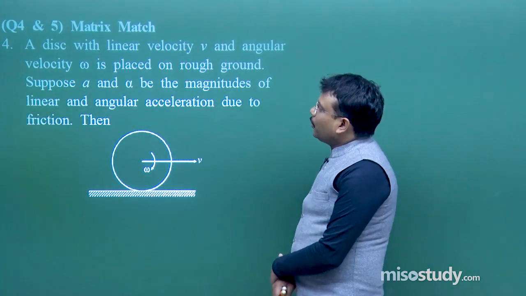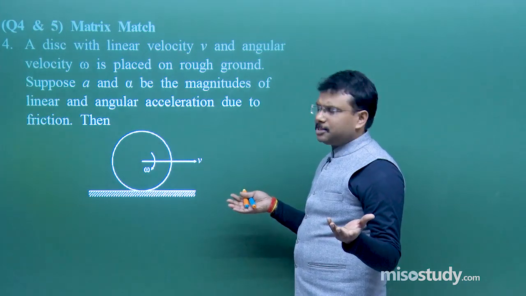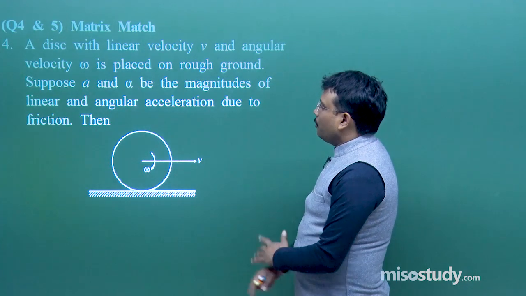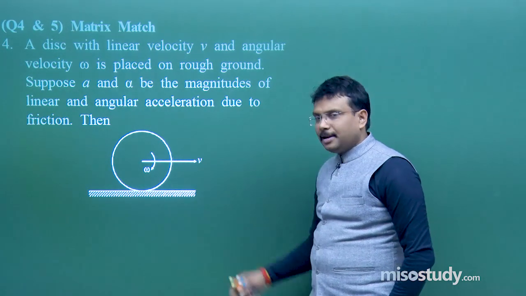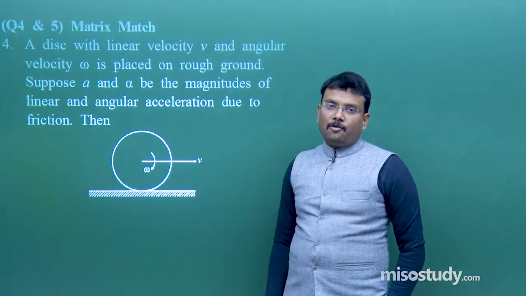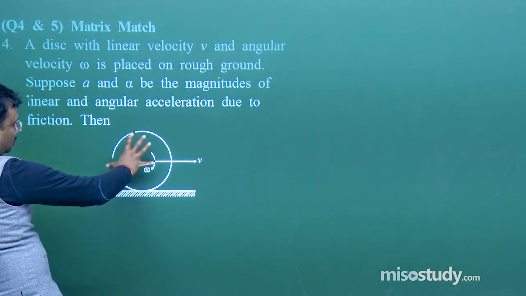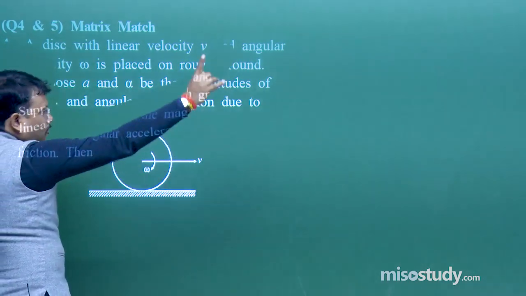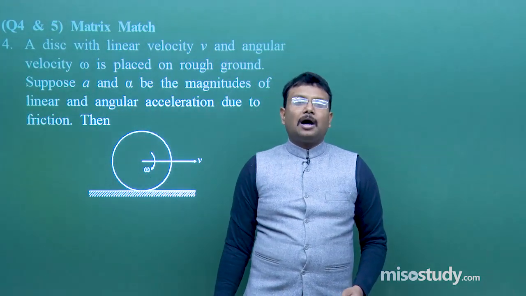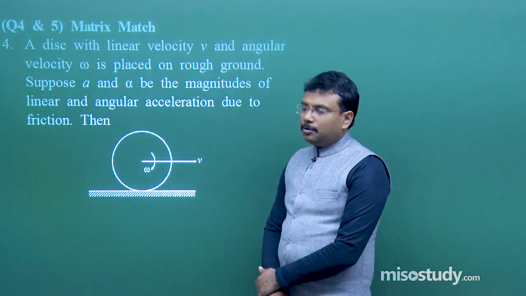A disk with linear velocity v, there is no scope for imagination as such, I provided the entire diagram, and angular velocity omega is placed on rough ground. So it is like that, rotation plus translation, both type of motions taking place. It is like this and simultaneously it is also moving. It is somehow like the motion of the wheel of a bicycle, wheel of a car, wheel of a bike, like that, fine, and it is on the rough ground.